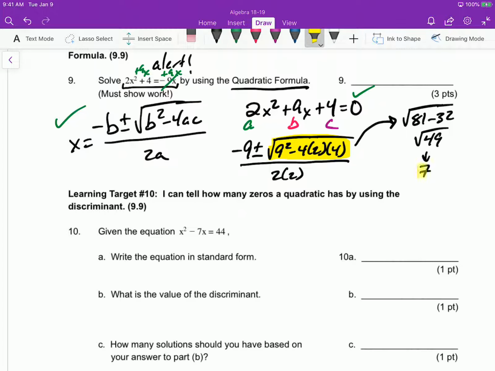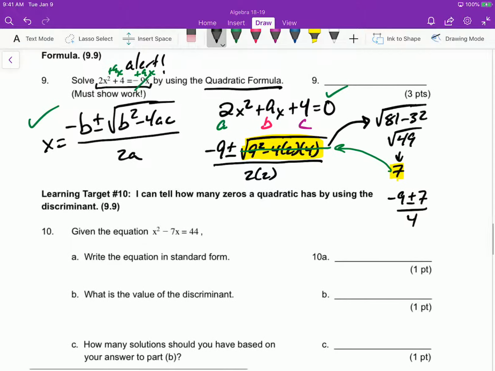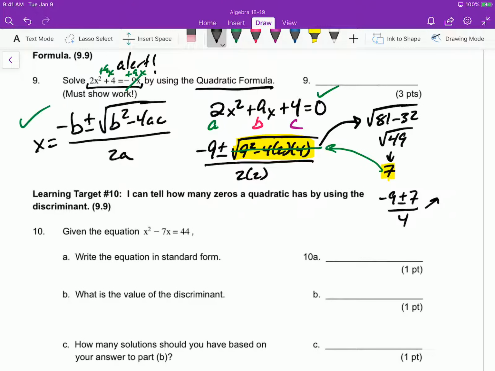So I'm going to take that 7 that I solved from the square root chunk, trade out the entire square root chunk, and I'm left with negative 9 plus and minus 7 divided by 4. So my two answers will be negative 2 over 4, and if I subtract, I get negative 16 over 4. So that would be x equals about negative 1/2, or x equals negative 16 divided by 4, negative 4.